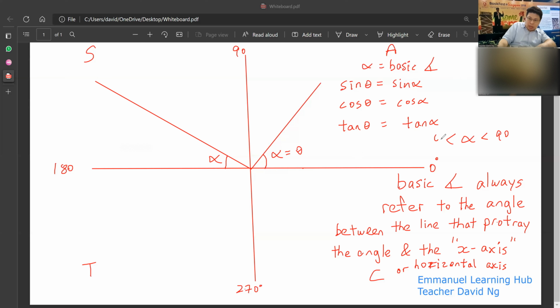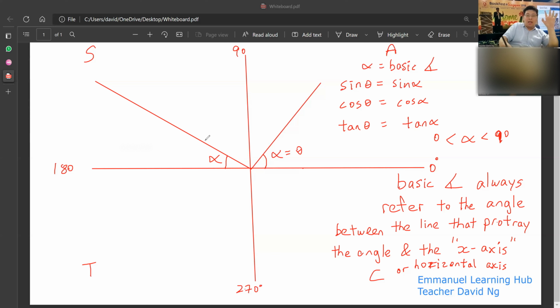Alpha always lies between 0 to 90 because it's the basic angle. Basic angle means, when you take sine inverse or cosine inverse of any positive decimal, the angle that comes out is always the basic angle, and it always lies between 0 to 90 degrees. So your calculator will only tell you the basic angle. Understand?